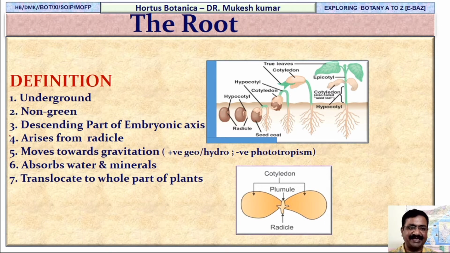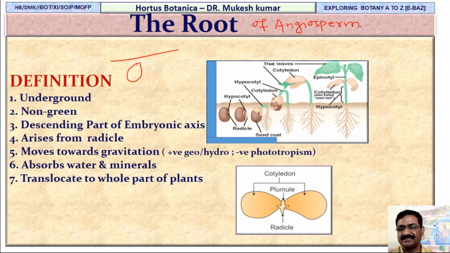See, first of all, what happens? Look, try to understand. This is a seed. We are talking about the angiospermic plant. So this is the root, and these roots are of angiosperm. You all know that angiospermic plants are there, right? So they have root.